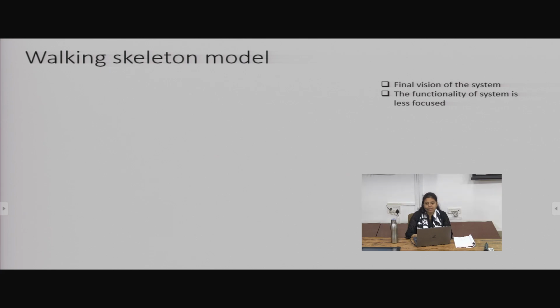So first I'll be talking about the walking skeleton model. What does it mean? A very basic but very important portion of the final system design. For example, if I would like to design a car, let us say, using the walking skeleton model, how will I process and develop my system? I will first develop the requirements, the basic skeleton. The skeleton would be an engine attached to a chassis with wheels.